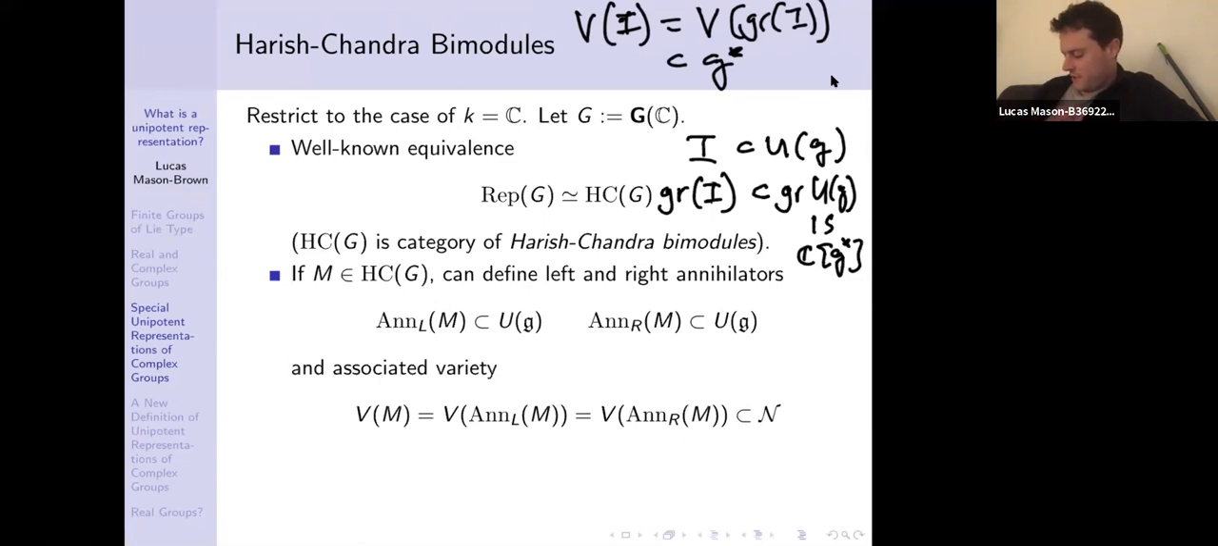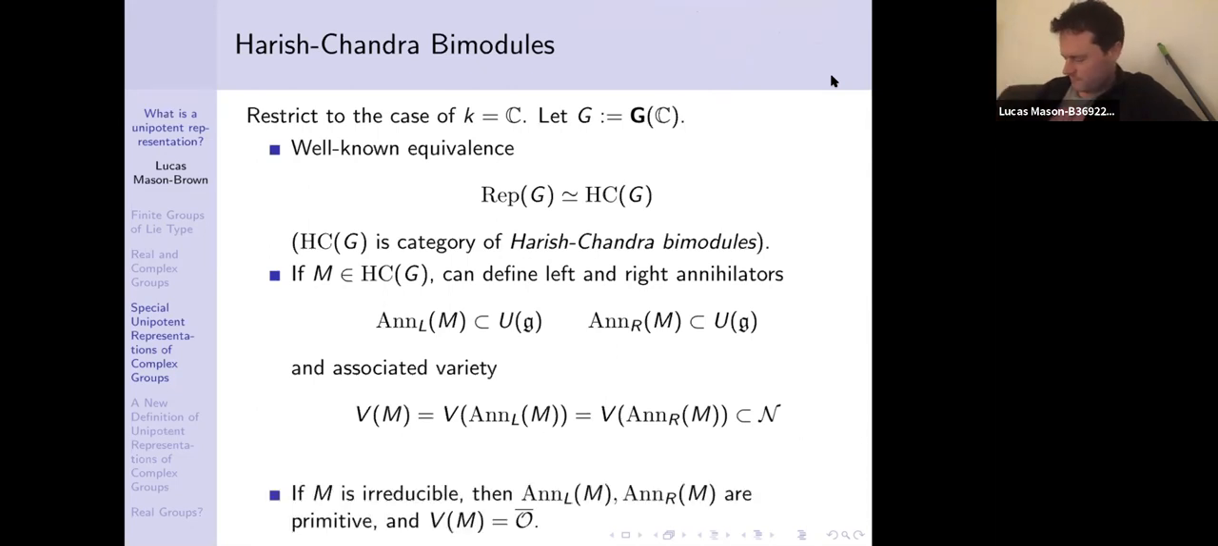And if the bimodule in question is Harish-Chandra, it's easy to see that the left and right annihilators have the same associated variety, which is denoted V of M. And an additional non-trivial fact is that if M is irreducible, then in fact this variety is irreducible. That is, it's the closure of a single coadjoint orbit.